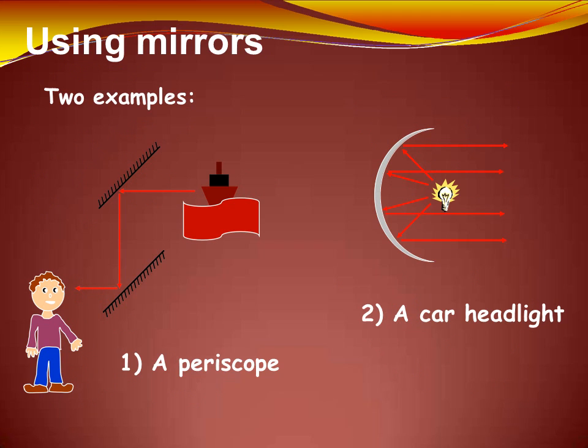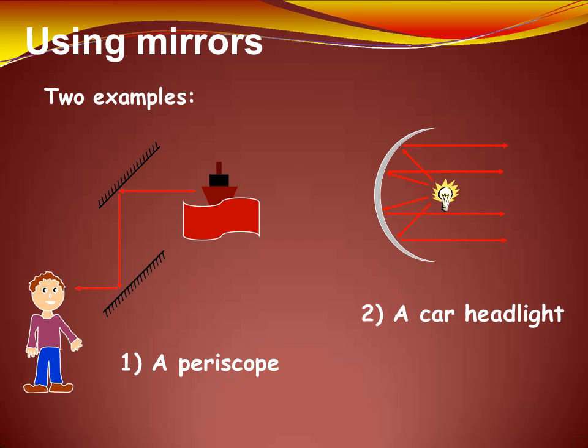So what are the uses of mirrors? Mirrors have great importance. We can see mirrors at our home, in the barber shop. Even vehicles have mirrors. So, a use of mirrors: it is used as a periscope.